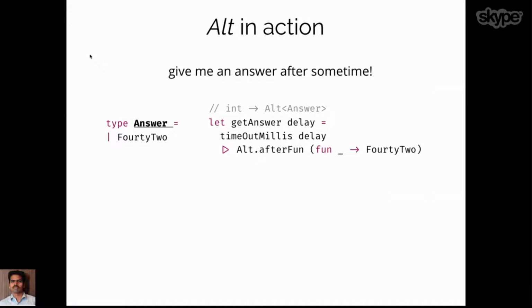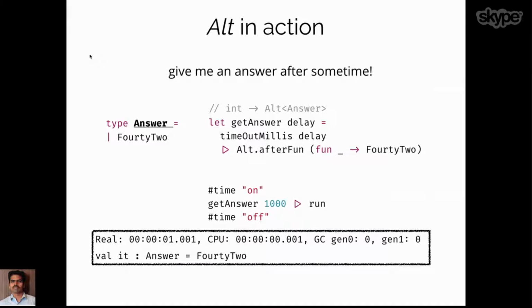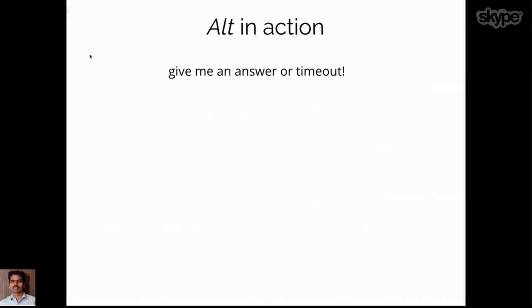So I'm just simulating that behavior using something called getAnswer, which takes a parameter to simulate the delay. Once the timeout happens, we just return the answer, which is 42. If we run it now in the F# interactive, we can see it responds with the answer 42 after a second.